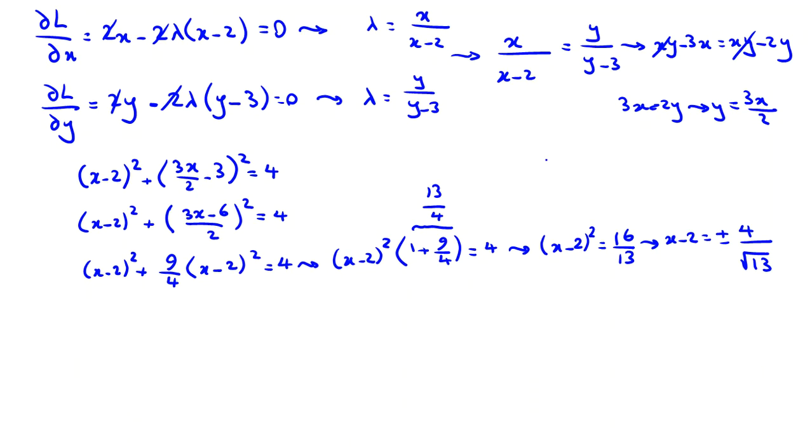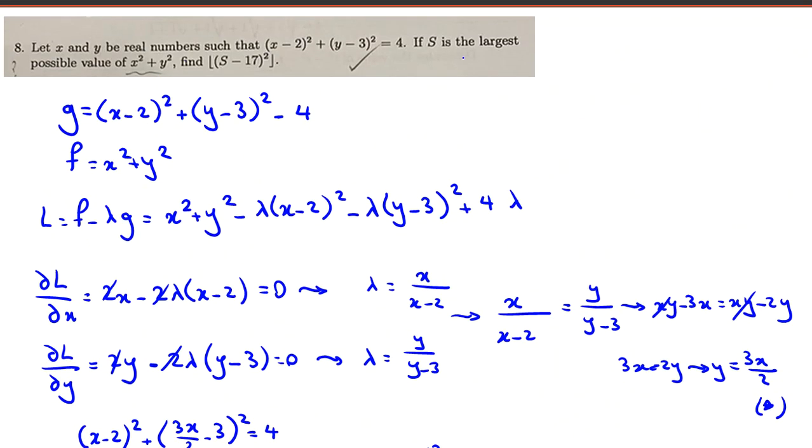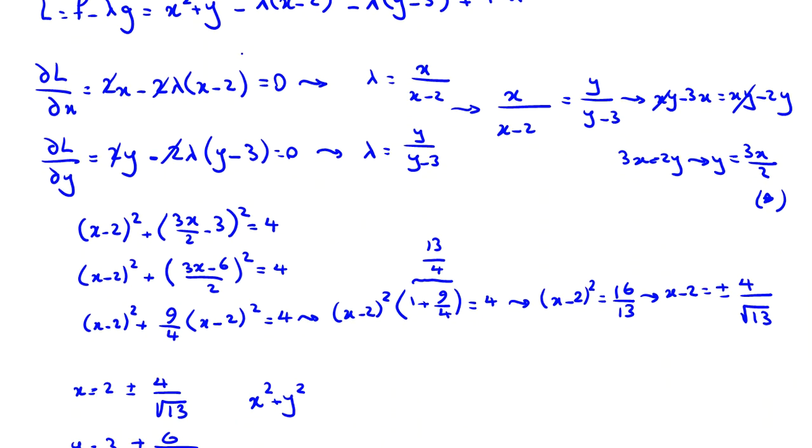Now we know y is 3x over 2. So x equals 2 plus or minus 4 over root 13, taking negative 2 to the right side. Now if we use the relation y equals 3x over 2, y is 3 over 2 times this. It will be 3 plus or minus 6 over root 13. The problem says find x squared plus y squared. The maximum of this, the largest possible value, is s. Find (s minus 17) squared.